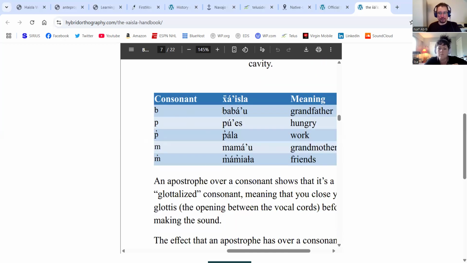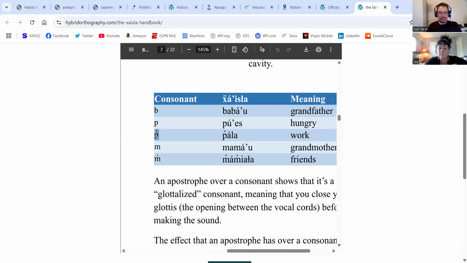And I have example words for each sound. A B is always going to sound like B. So like in baba'o, it's always going to make a B sound. Baba'o is grandfather. A P is always going to make a P sound. So a word like pu'as, which means hungry, is always going to sound like P with that P at the front.